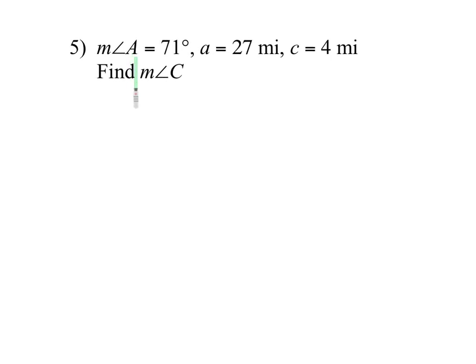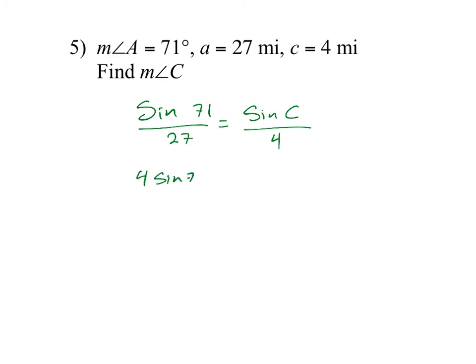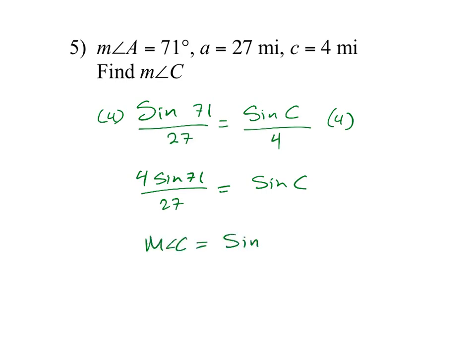Next one, again, I have angle A and side A. I'm looking for C. So I can just go directly to sine of 71 divided by 27 equals sine of angle C divided by 4. I'm going to multiply times 4 on both sides instead of cross multiplying. So sine of C equals 4 sine of 71 divided by 27. So the measure of angle C equals the inverse sine of 4 sine of 71 divided by 27. In this case, the measure of angle C is 8.1 degrees.